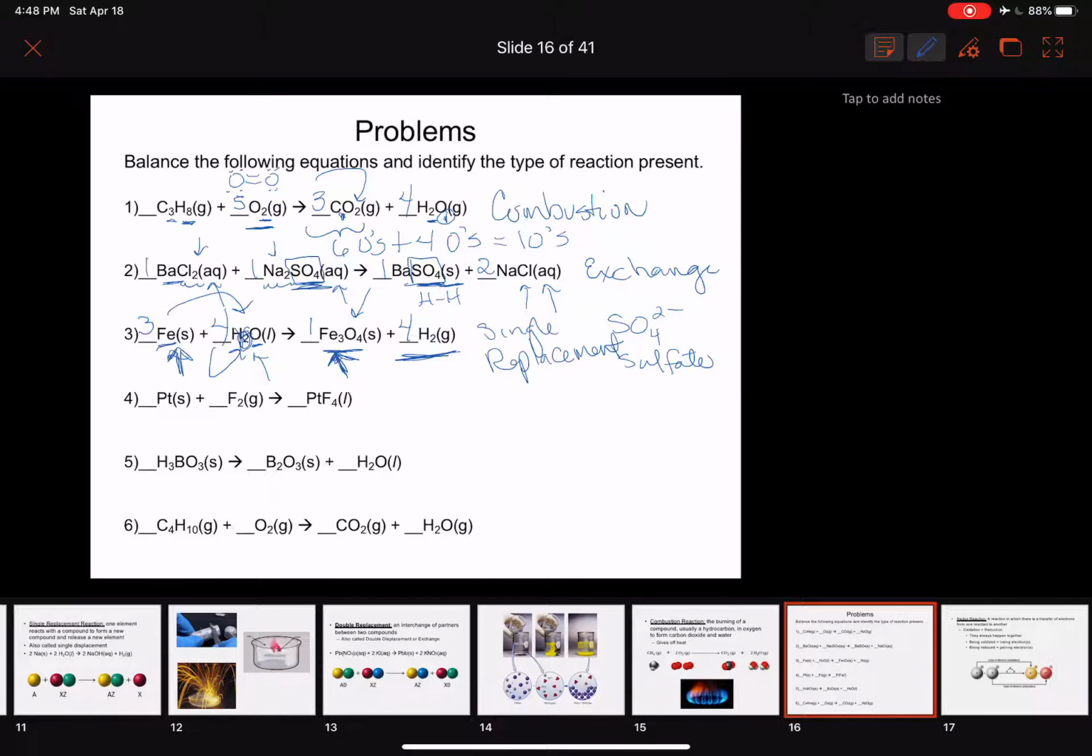Now, number 4, we've got platinum reacting with fluorine to make PtF4. So we have two things reacting to make a single product. So what kind of reaction is that? That's combination.